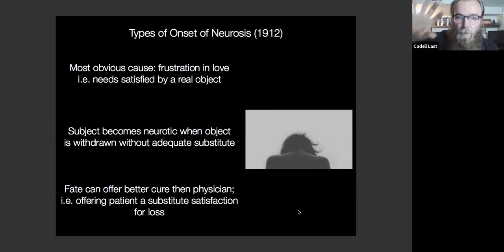It might for a moment allow for a libidinal expression, but ultimately when that partner fails, when that partner leaves, when that partner is withdrawn, the whole drama will continue. The whole problem will reemerge. Now, Freud does suggest that fate can offer a better cure than a physician, for example, by offering the patient a substitute satisfaction for loss.